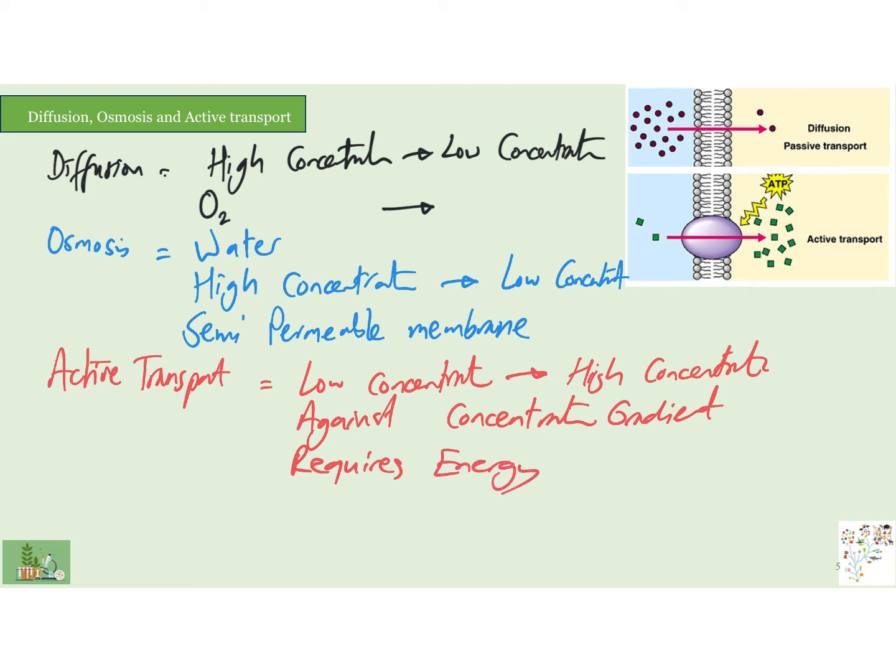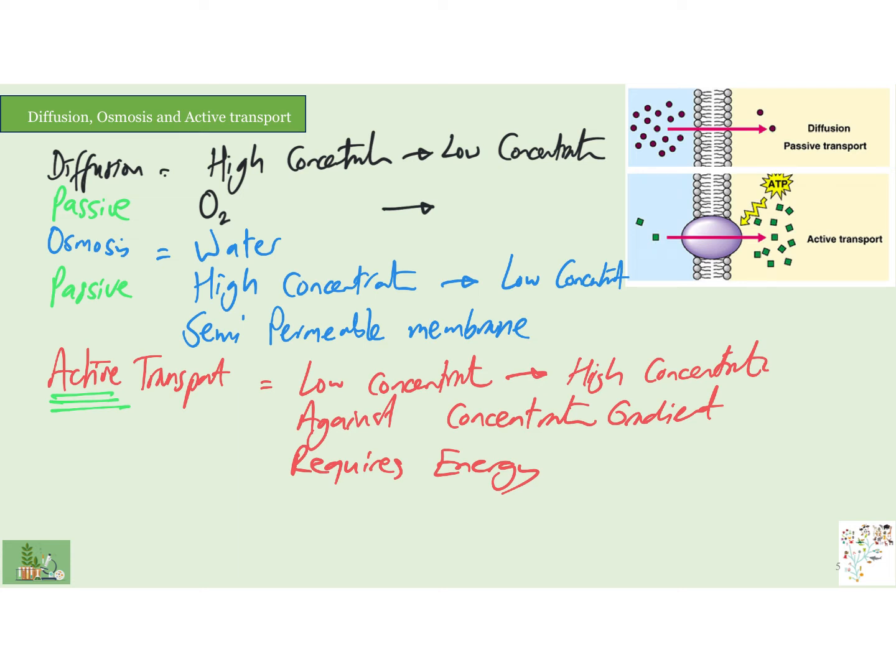So just a couple of things to add then. Diffusion is a passive process because it doesn't require energy. Osmosis is a passive process because it doesn't require energy. But active transport, as it says in the name, is an active form of transport because it requires energy.